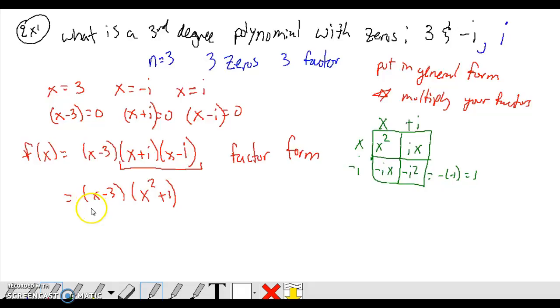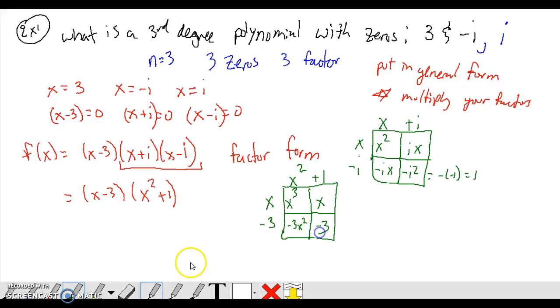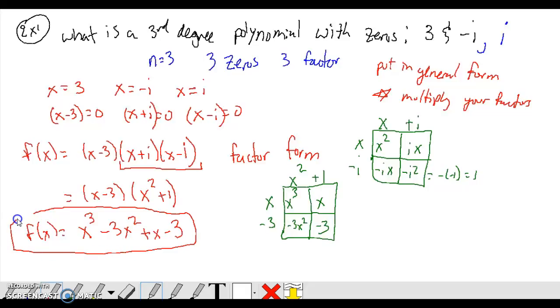I'm going to leave f of x off until the very end. Again, I'm going to multiply this out, and again I like to use the area model. x squared plus 1 up top, x minus 3 on the side: x cubed, x, negative 3x squared, minus 3. So here is our polynomial, x cubed minus 3x squared plus x minus 3. That's as far as you need to go. Again, notice it's a third degree.